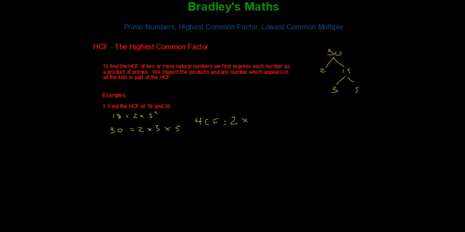2 times 3, and we have a 5 in here, but we have no corresponding 5 in here, so 5 is not common to both sets of numbers. So our HCF is 2 times 3, and 2 times 3 equals 6, and 6 is the highest number that will divide into 18 and 30. 6 times 3 is 18, and 6 times 5 is 30. Okay.